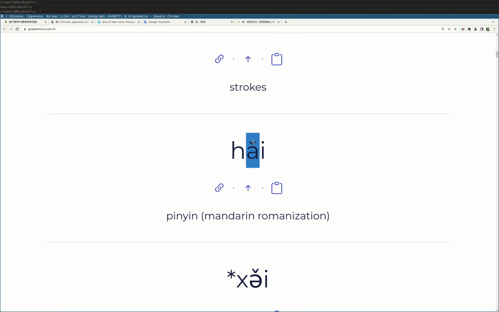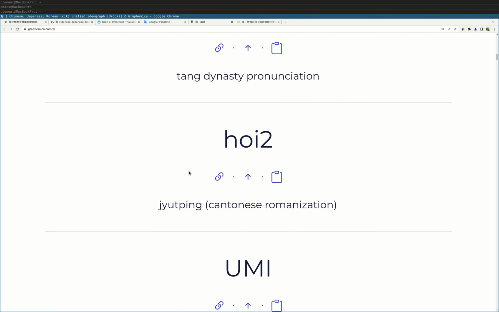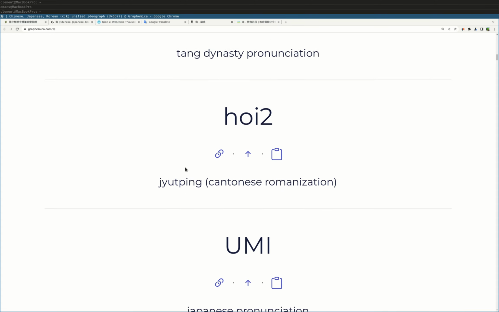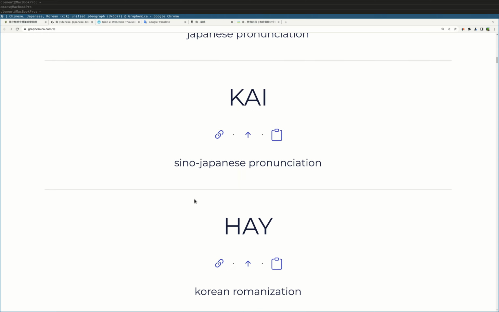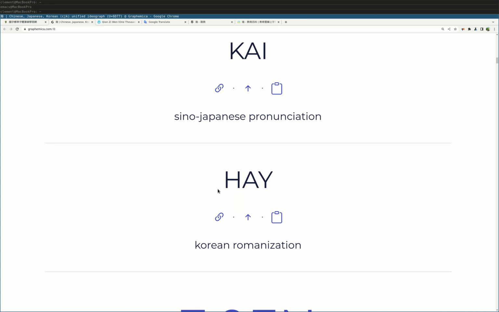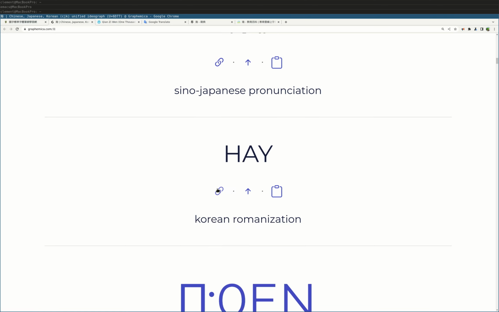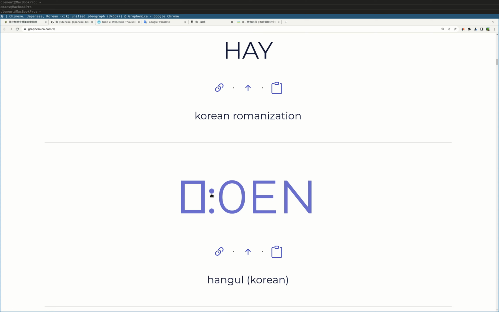Here it's going down, the first sound. Hai, hai, hai. That's the sound in Mandarin. In Cantonese, it's easier: hoi, hoi, and I will talk about the changing of sound in a minute, but it's not necessary for Cantonese. And both Korean and Japanese are different. Umi, and Korean, hae, they're quite similar.